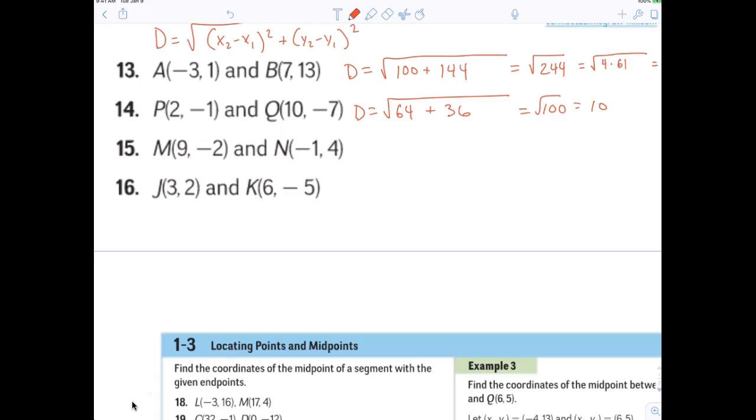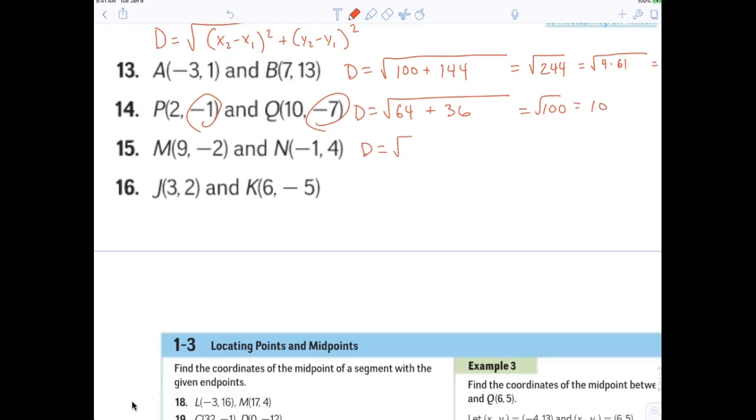I'm a little confused how you got 36. -1 minus -7. Or -7 minus -1. The reason why it doesn't matter which order is because when you square it, it's going to be positive. All right, so double check yourself now.